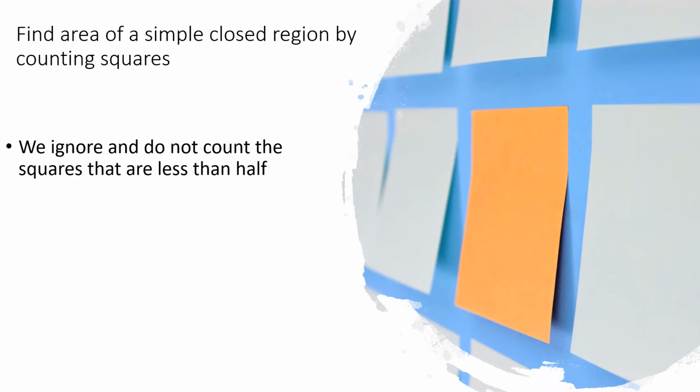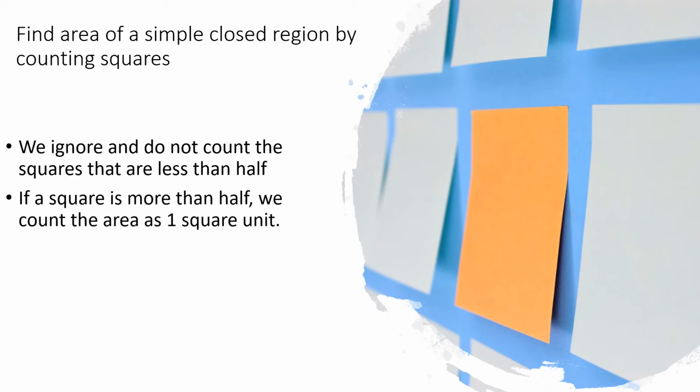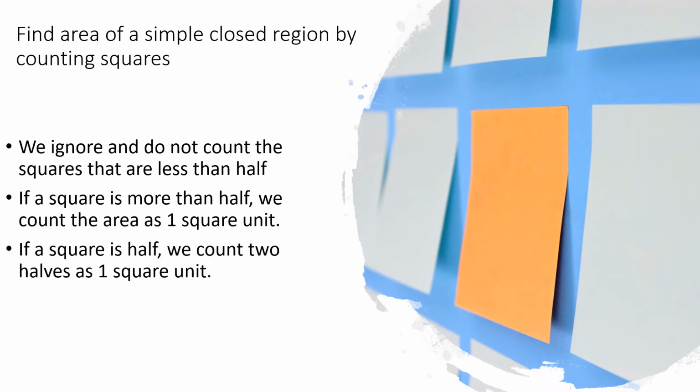And to find the area of a simple closed region by counting squares, we ignore and do not count the squares that are less than half. If a square is more than half, we count the area as 1 square unit. And if a square is half, we count 2 halves as 1 square unit.